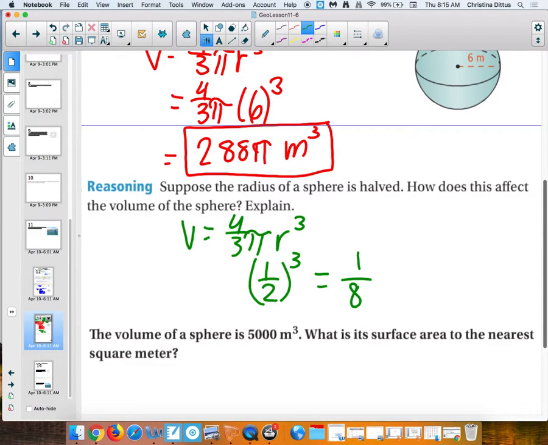Okay? I think we did one of these with our ratios. If you doubled the perimeter, you'd actually quadruple the area, because we already talked about how ratios of perimeters and areas are squared. This one you're just cubing it because volumes are cubed. So we would 1/8 the volume.